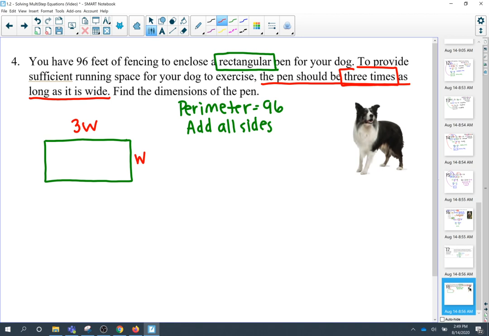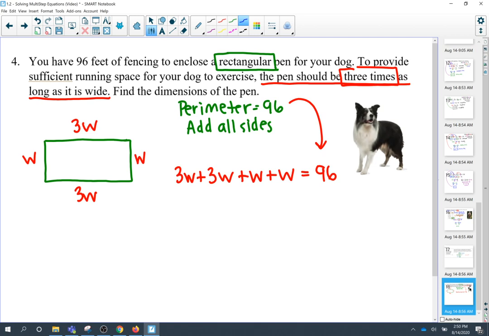Now we're going to write ourselves a linear equation. We went over that adding all sides gets me the perimeter. If the length is 3W, then the other length is also 3W. If the width is W, then the other width is also W. I'm going to take 3W plus 3W, add it to W, and add it to W, which gets me a perimeter of 96 because that's how much fencing we have.